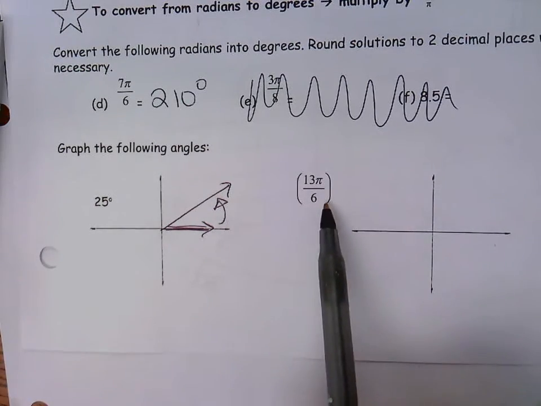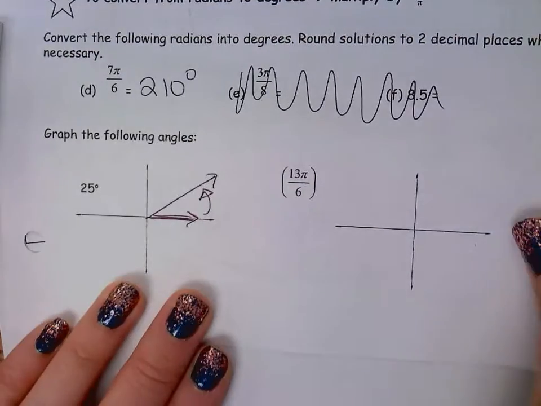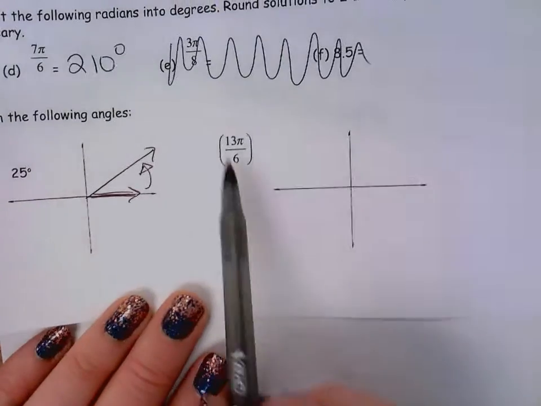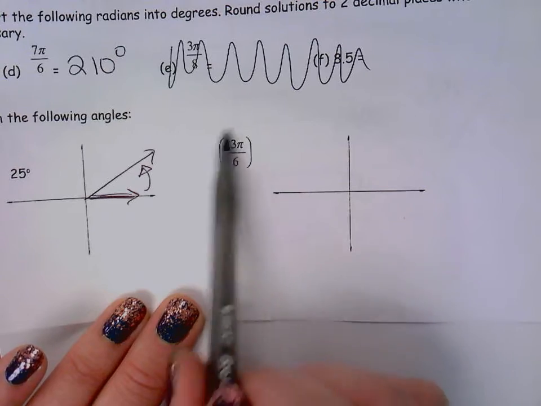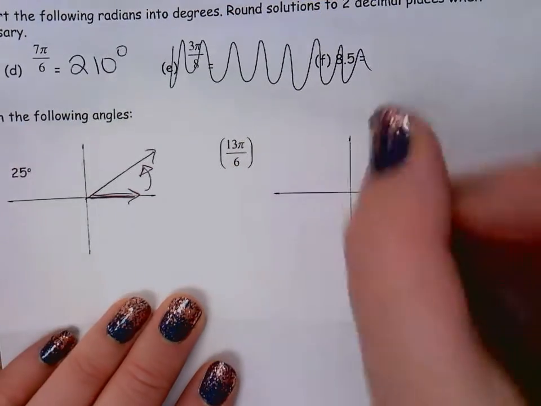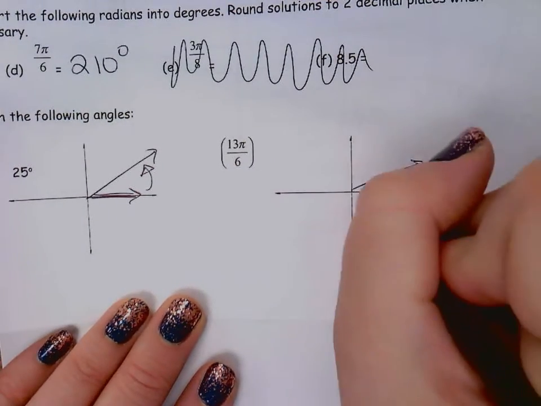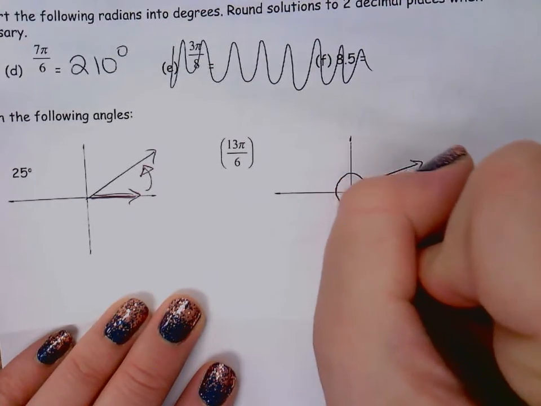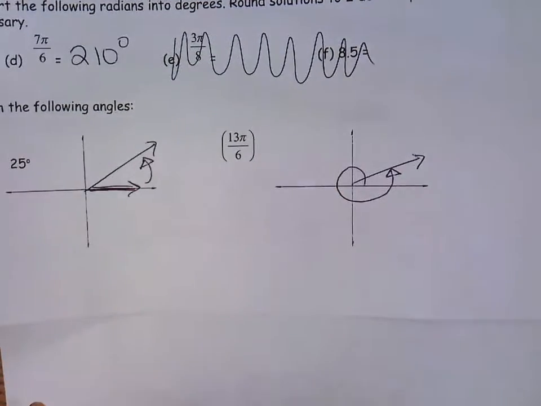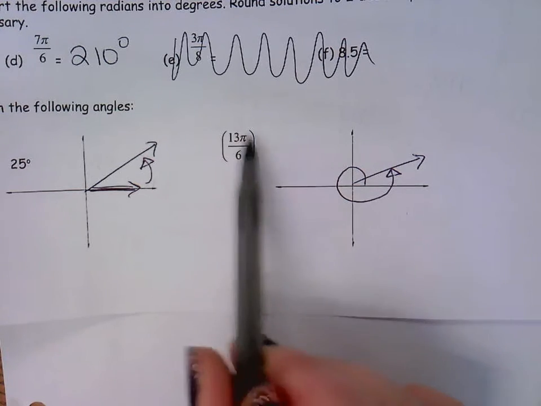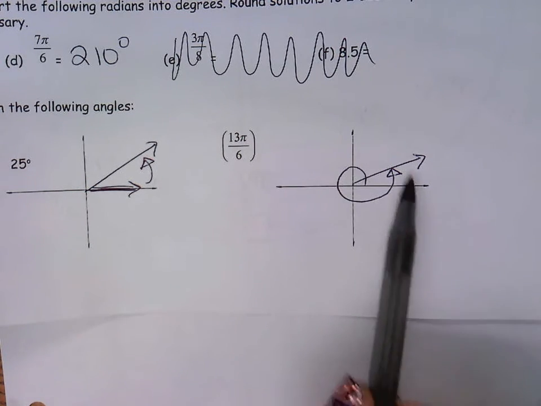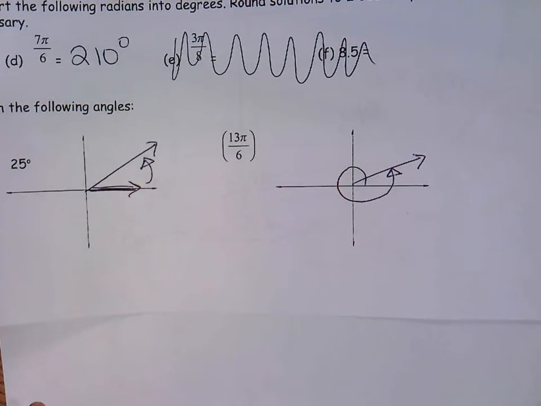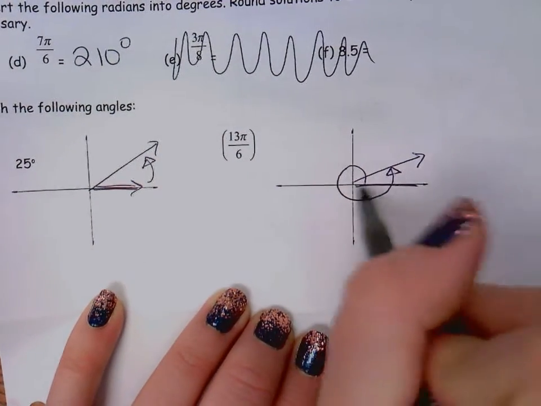Let's see, 13 pi over 6. That would be once around plus an additional pi over 6, right? So it would be really 30 degrees as your reference angle. So it ends here, but it's actually gone once around plus an additional 30 degrees. So the nice thing about graphing on the unit circle is you can show with your direction how many times you've opened from that positive x-axis.